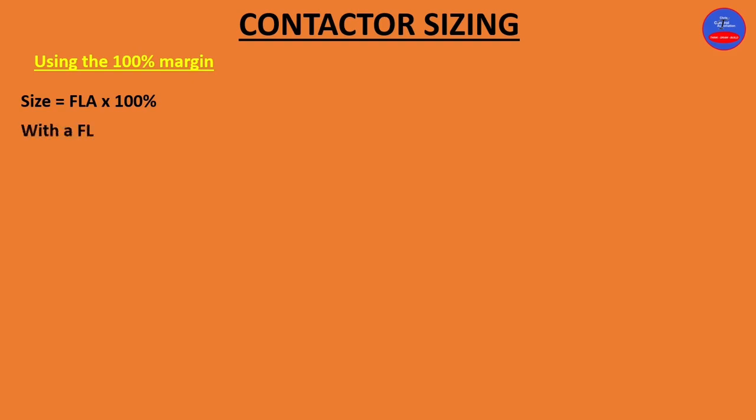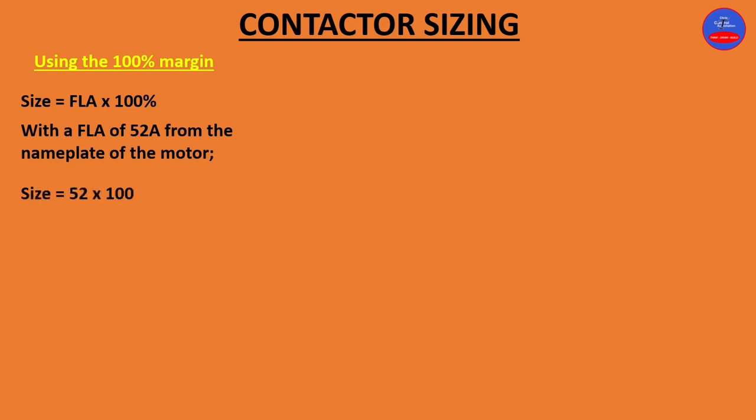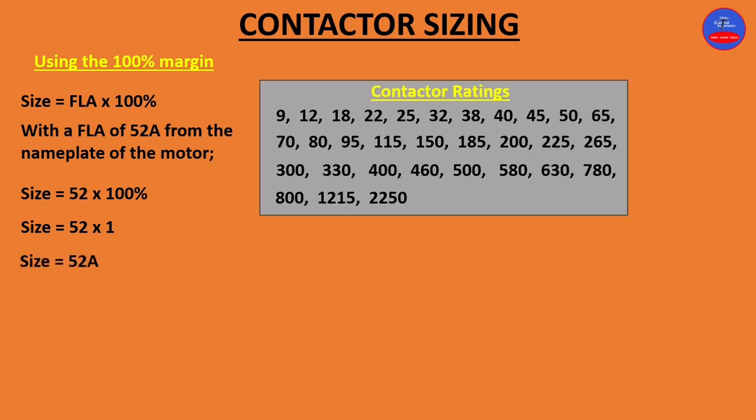Okay, with a full load amps of 52 amps from the motor nameplate. So let's look at the nameplate of the motor, the 52 amps. We are going to use this 52 amps to multiply by the 100%, okay, to get our size. Alright, size is equal to 52 times 100%, and we know that 100% is equal to 1, because 100 over 100 is 1. Size is equal to 52 amps.